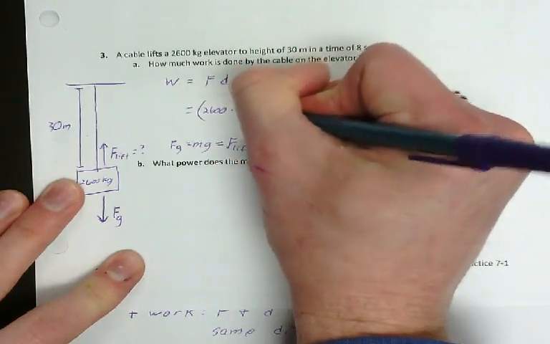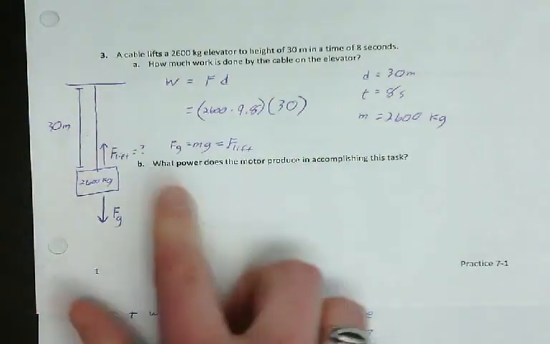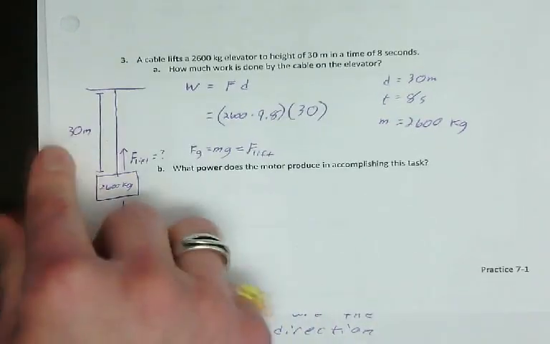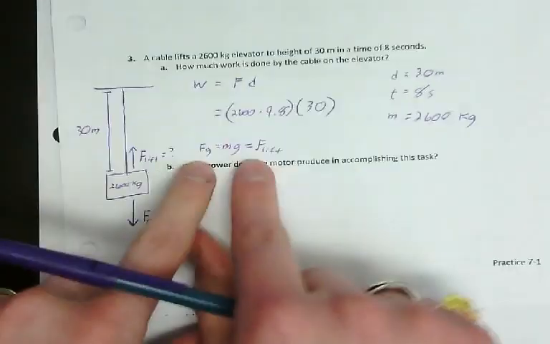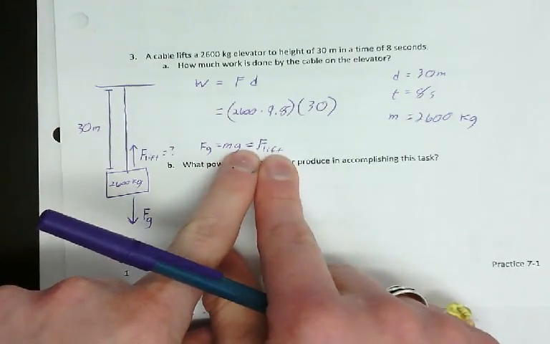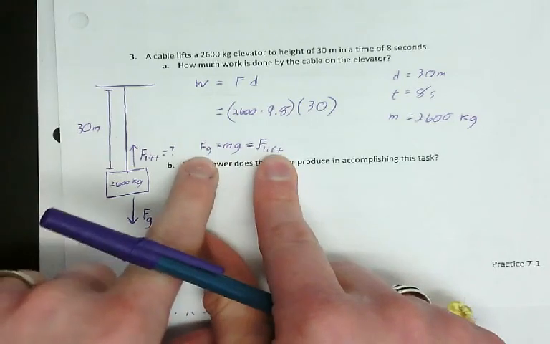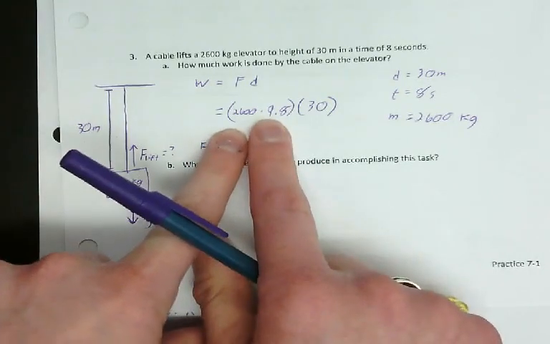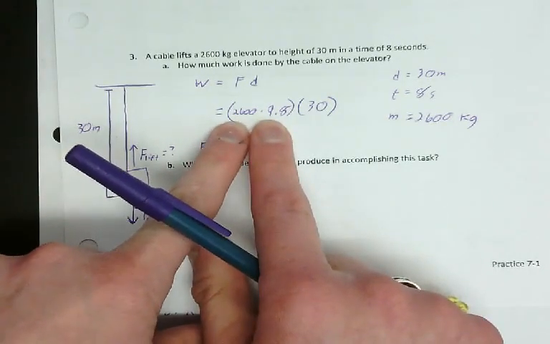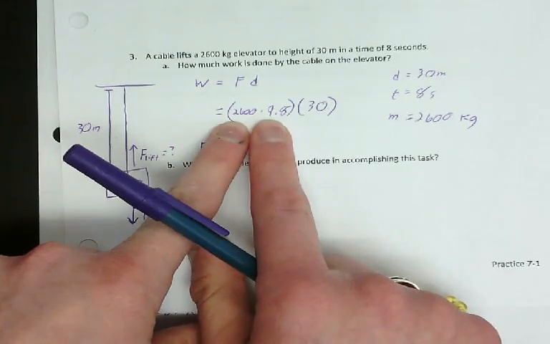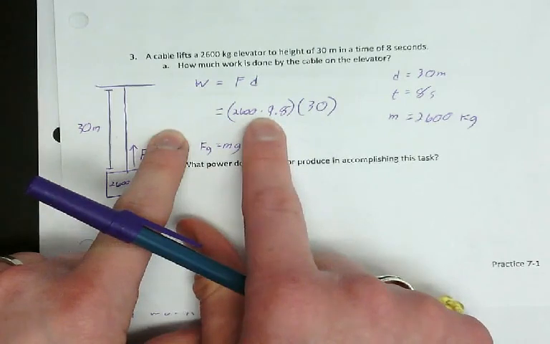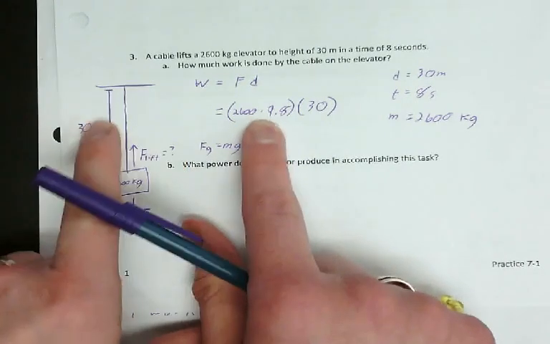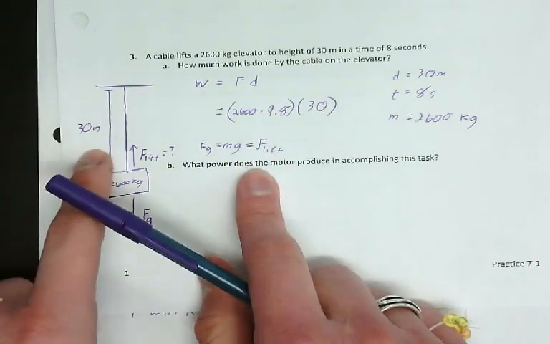Now, I know what you're saying to yourself. You're saying to yourself, but Mr. B, G is down. Down is opposite direction of the upward motion. Yes, but remember, what we're plugging in is the lift force. The lift force is the opposite of gravity. So while gravity would be negative because it's down in opposite direction of motion, the lift force is not. The lift force is positive because it's in the direction of motion.